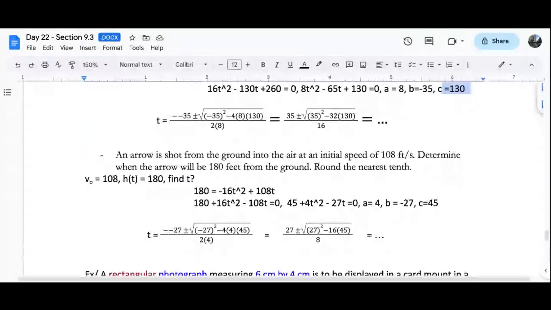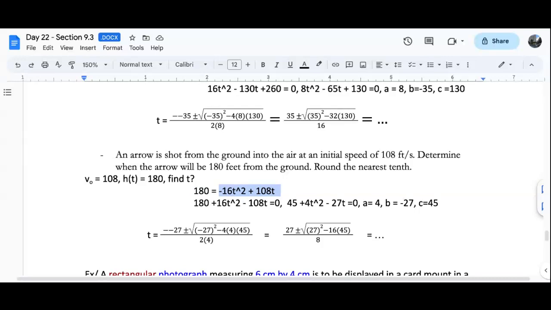The second part is: an arrow is shot now with an initial speed of 108 feet per second. Determine when the arrow will be 180 feet from the ground. Now h of t is given. h of t is 180. The initial velocity v naught is 108. So we'll plug into the function. So 180 equals negative 16t squared plus 108t.